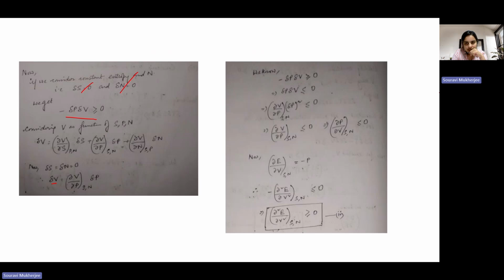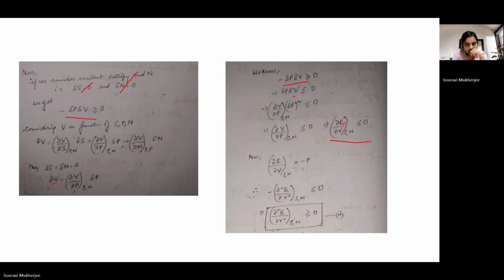Okay. So now you can just substitute in this expression the expression of delta V, which again tells you that del V del P is less than or equal to 0, which means del P del V is also less than or equal to 0.